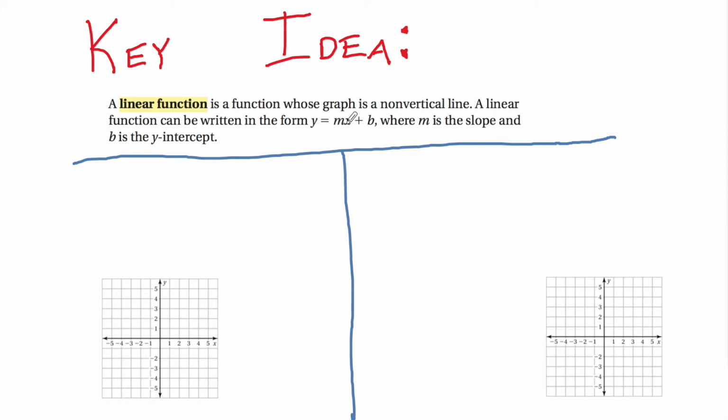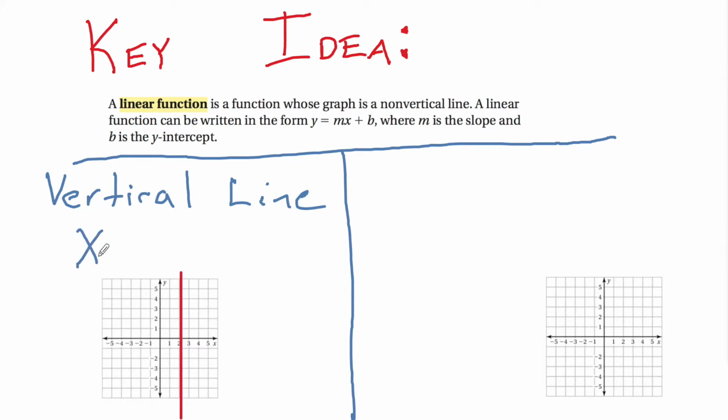A linear function can be written in the form y equals mx plus b, where m is the slope and b is the y-intercept. So a vertical line, if we remember, is any line that goes up and down. Any vertical line on the graph will have the equation x equals something. This line would be x equals 2. If it was over here, it would be x equals 5. x equals -3 if it was over here. So this is a vertical line.